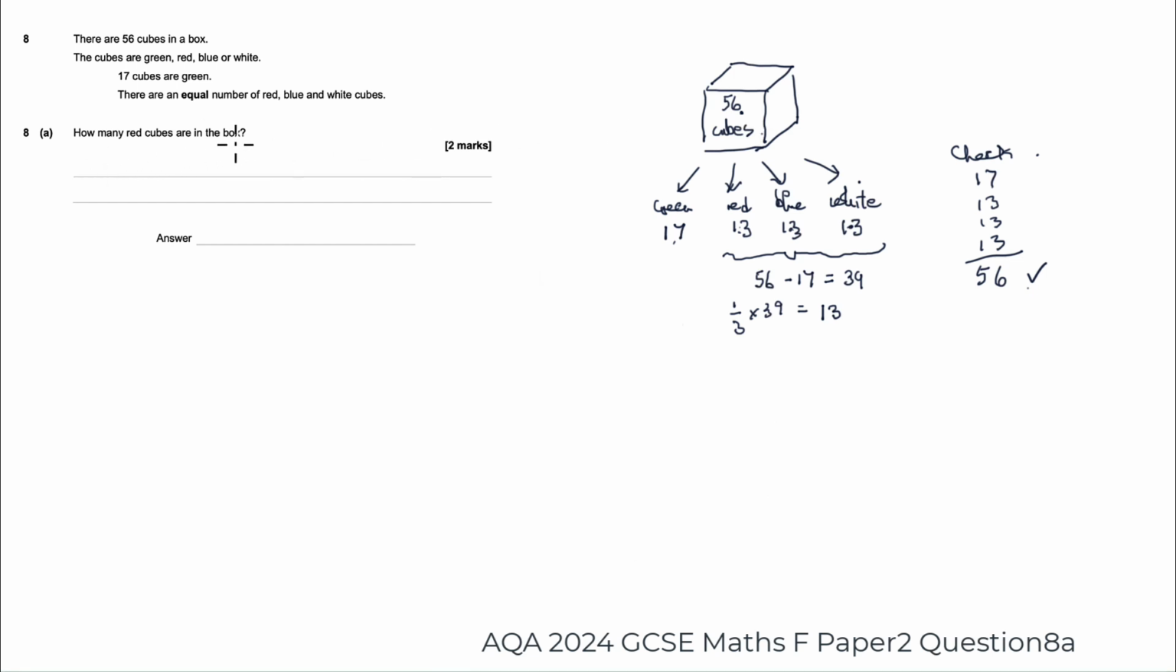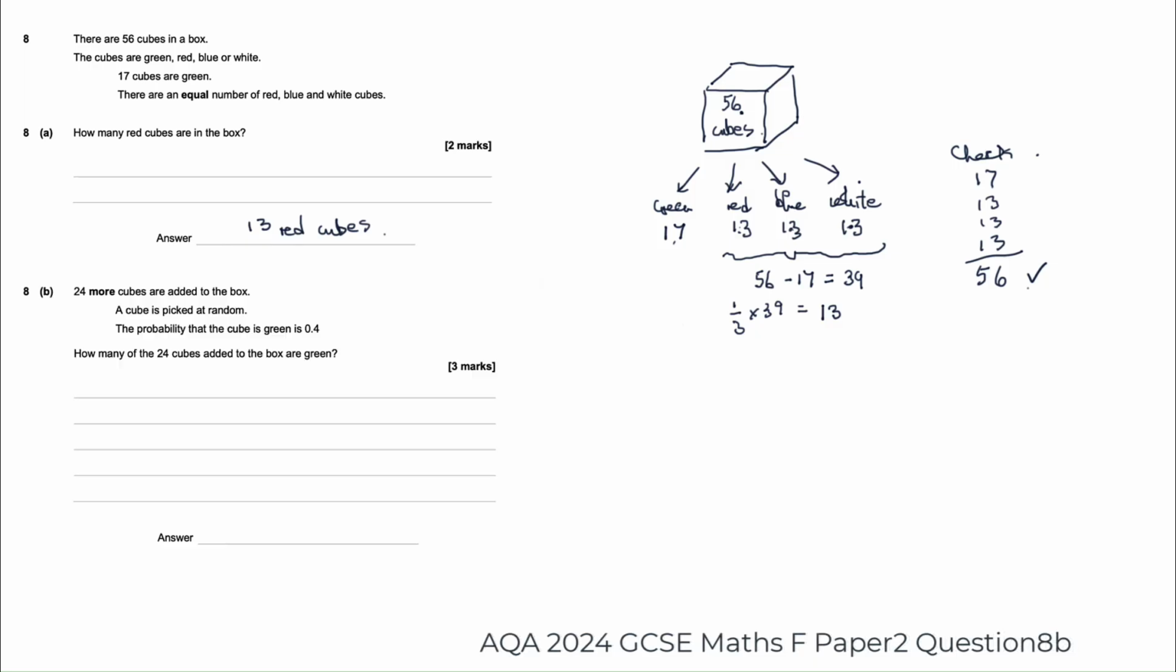We were asked how many red cubes are in the box. Answer, there are 13 red cubes. And there's your working that shows you knew what you were doing. So let's move on to part B.